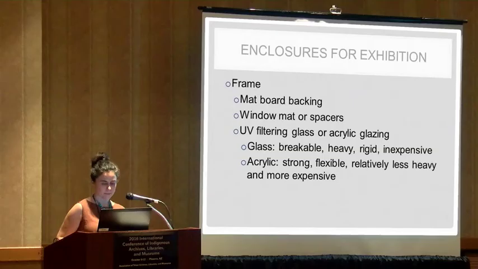Now, of the vast spectrum of light that exists, ultraviolet light is especially damaging. So it's good to put in precautions to limit the amount of ultraviolet light that your object is receiving. One of the easiest ways of doing this is using an ultraviolet filtering glass or acrylic glazing. So the standard enclosure for exhibition is a frame. You have a mat board backing and a window mat or spacers to separate the object from the glass.